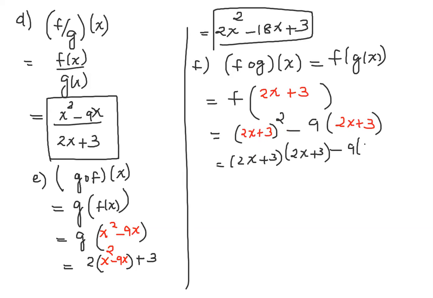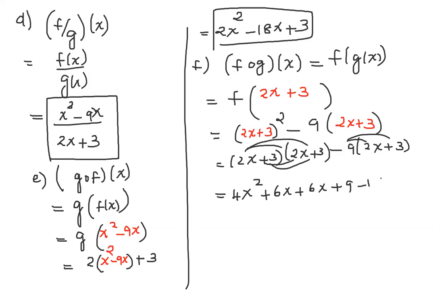And minus 9 times 2x plus 3. So we're going to FOIL and combine the like terms. Here we are going to distribute. So if you look at the like terms, 6x plus 6x is 12x, minus 18x, negative 6x. And 9 minus 27 is negative 18.